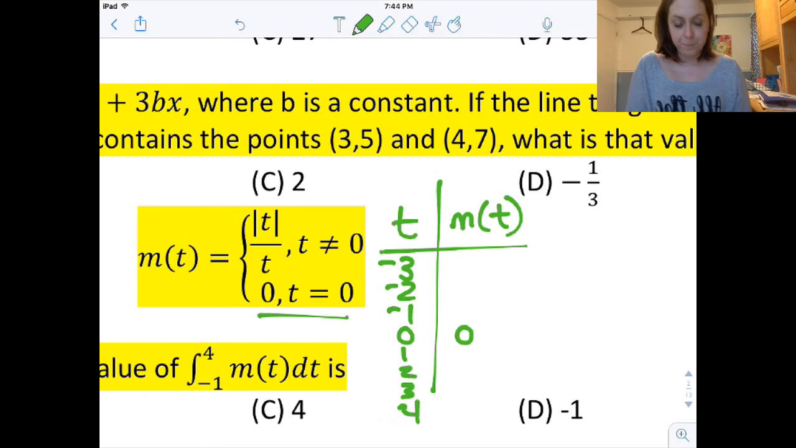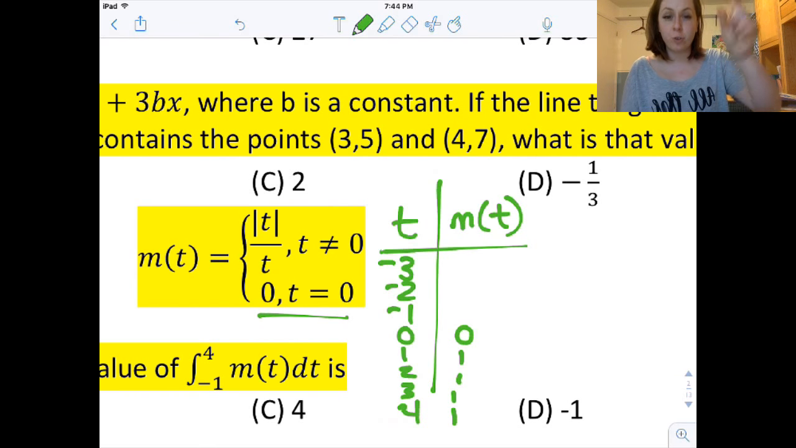Plugging in when it's positive is really easy because it's just 1 over 1, 2 over 2, 3 over 3, 4 over 4. So all of these are 1. And when it's negative, it's still going to be a value of 1 because you're dividing a number by itself, but the absolute value makes your numerator switch to a positive sign, even though your denominator is positive. So these are going to be -1, all of them.